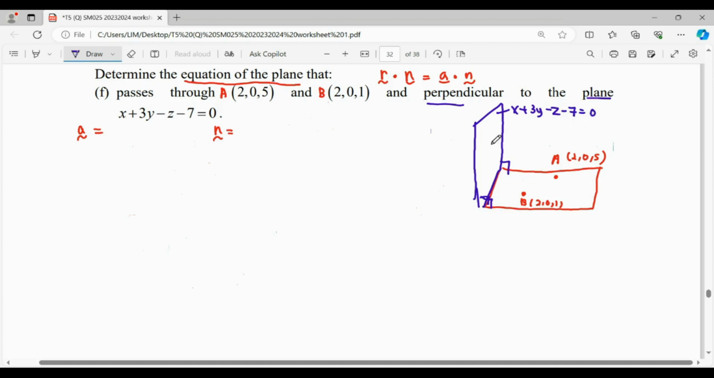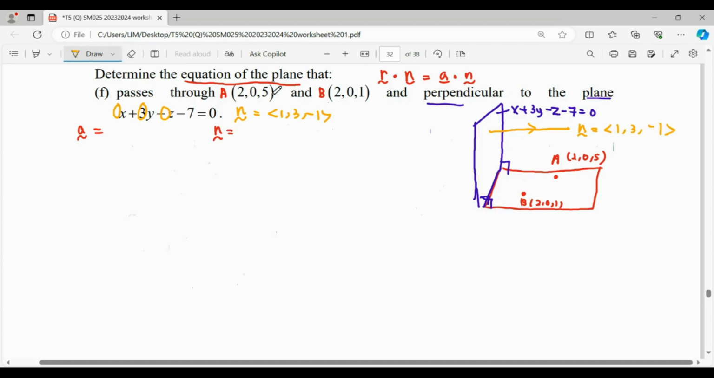From this plane equation, we can notice what the normal of the plane is. As we can see, we have 1x, 3y, negative z, meaning this plane has the normal of (1, 3, negative 1). What is meant by normal? Normal is a vector that comes up perpendicularly from the plane. So this is the normal vector, (1, 3, negative 1).